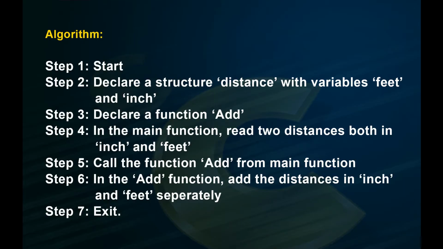Let us start formulating the algorithm for this problem. Step 1, start. Step 2, declare a structure distance with the variables feet and inch. Step 3, declare a function add. Step 4, in the main function read 2 distances both in inch and feet. Step 5, call the function add from the main function. Step 6, in the add function add the distances in inch and feet separately. Step 7, exit.